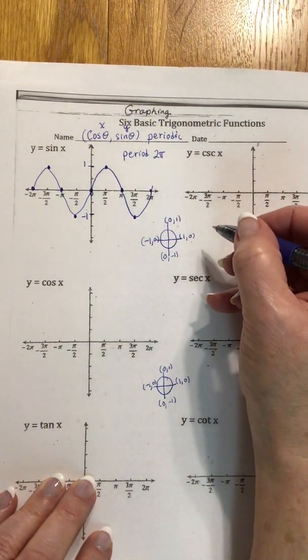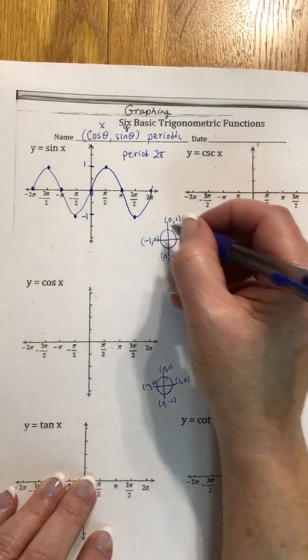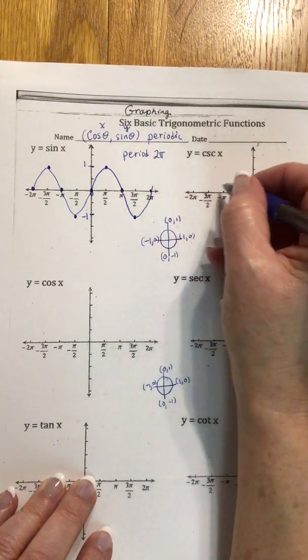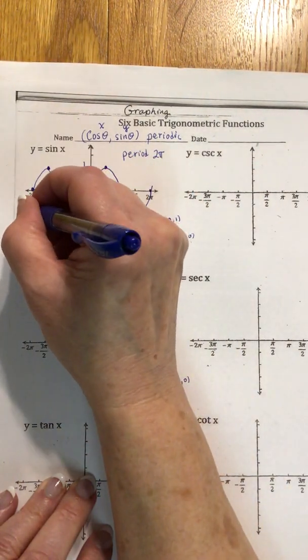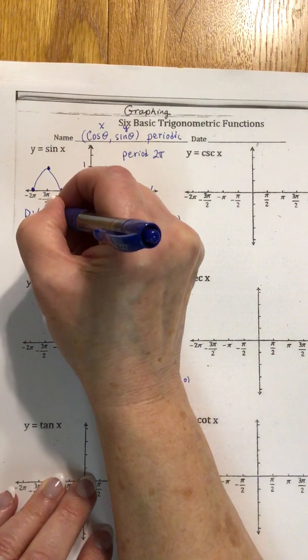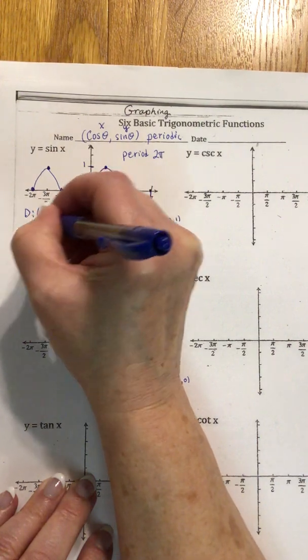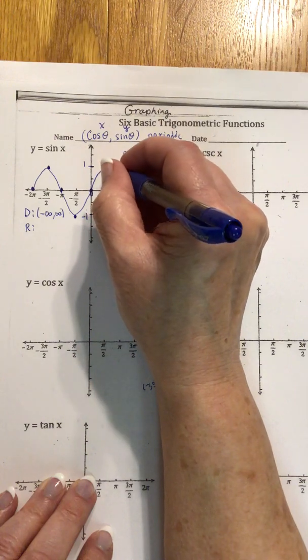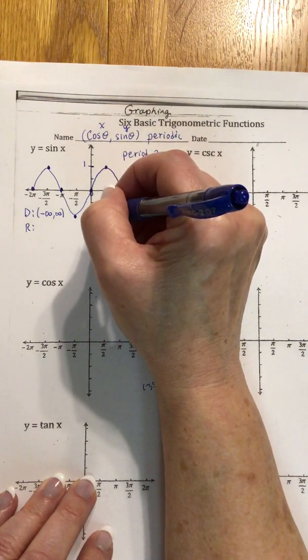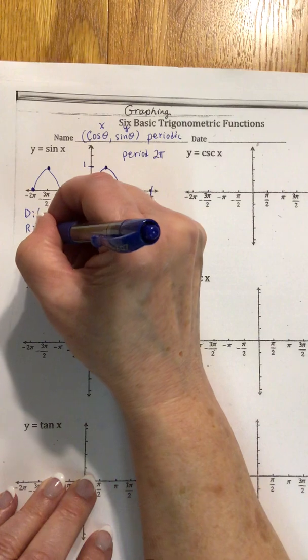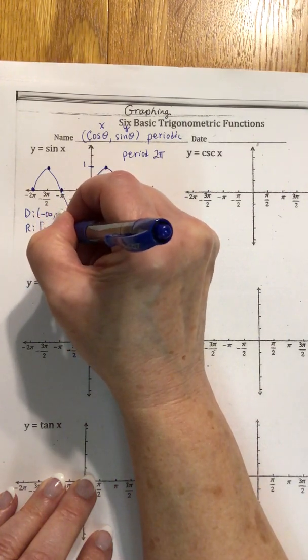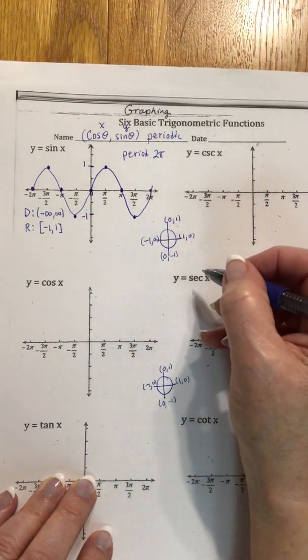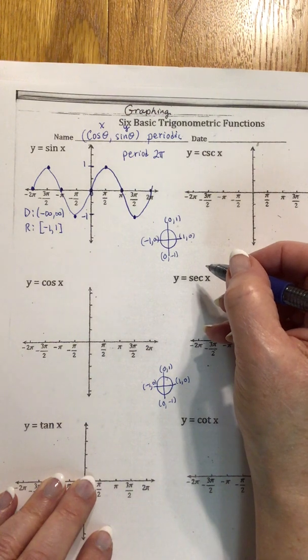Now we also can tell the domain and the range, because, as we said, it's going to keep on going forever to the right and forever to the left. So domain, we know, is going to be negative infinity to infinity. The range goes from high to low, so the highest it's going to go is 1, and the lowest it's going to go is negative 1. So we have brackets, negative 1 to 1, brackets, because it includes the 1 and the negative 1. So give everybody a chance to get that written down first.